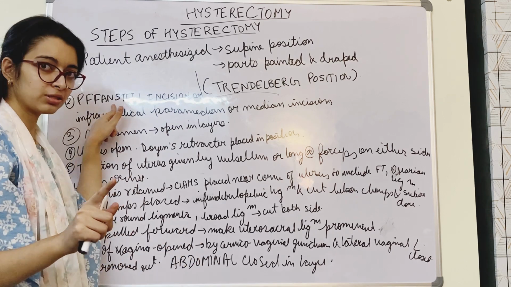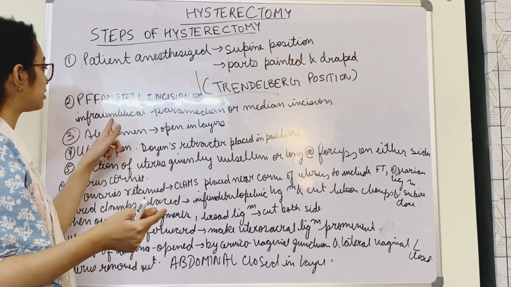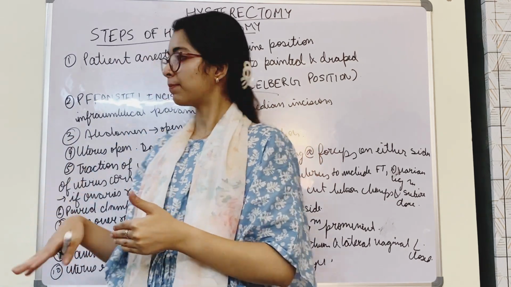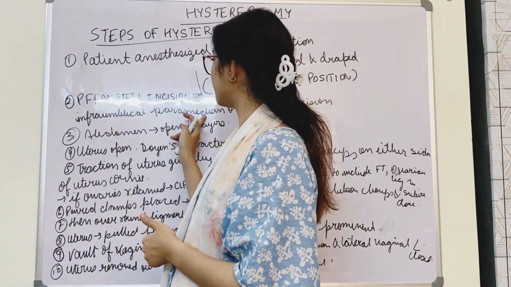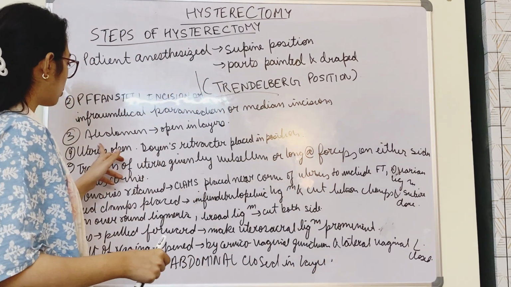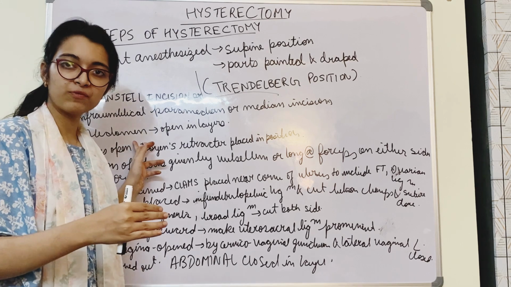done. Pfannenstiel incision, it is also known as the infraumbilical paramedian or median incision. So what do you get by the infraumbilical paramedian? Means below the umbilical region, the incision is done. So next would be the abdomen. Abdomen would be opened in layers.